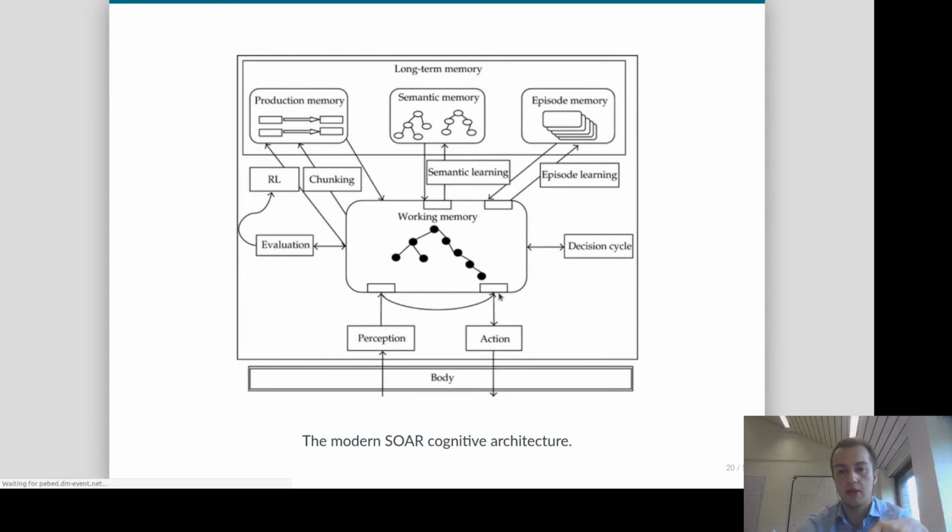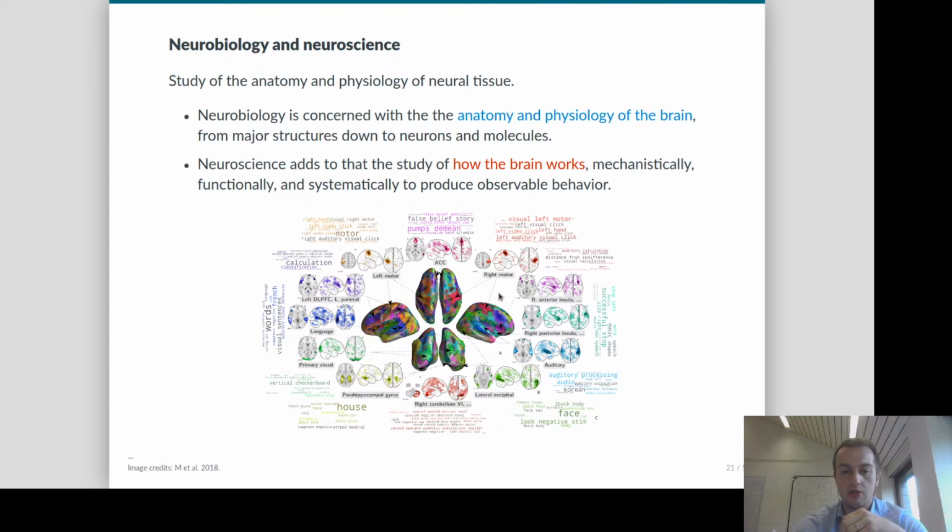Okay. If you do this approach, so instead a bottom-up approach, then basically this is the study of neurobiology and neuroscience, which is more about the anatomy and the physiology of how the brain works. So by that I mean at the cellular level, and how aggregates of these cells together form something which implements the brain. Okay.